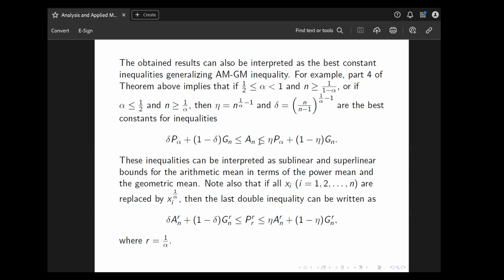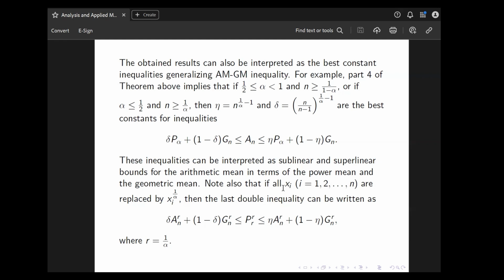It is natural to ask, what are the best constants for this inequality? So for the left inequality, the best constant for delta is this, and for the right side, the best constant is this. So what we found in our paper can be interpreted as best constant inequalities. So one can say these inequalities are sublinear and superlinear bounds for the arithmetic mean in terms of the power mean and the geometric mean.